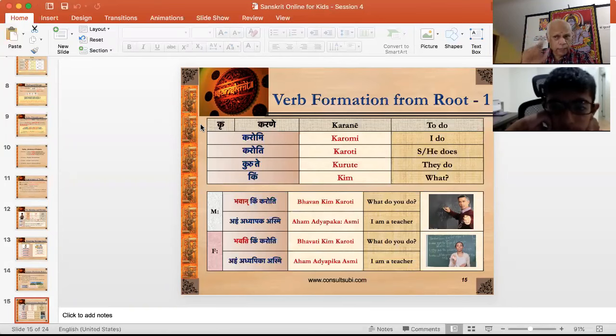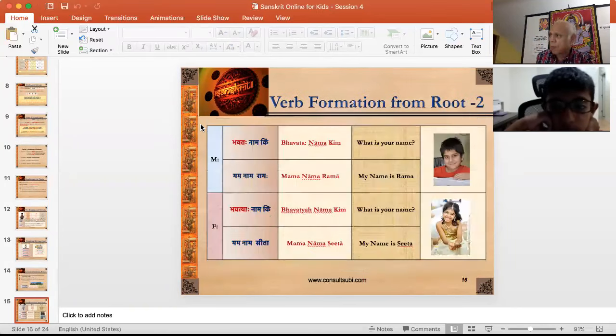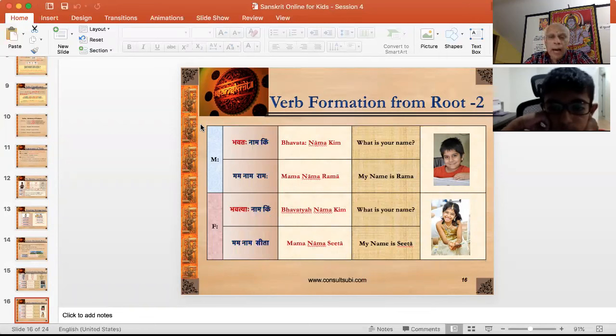Okay, this is one example. Let's see if I can give you one more example. From the root, you can say, Bhavataha nama kim. What is your name?